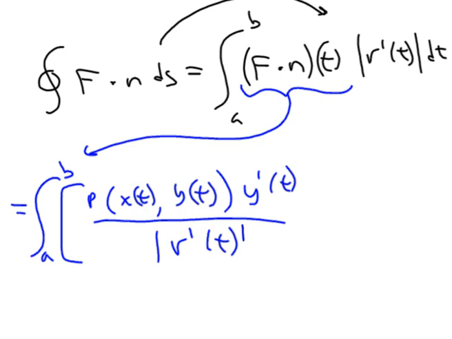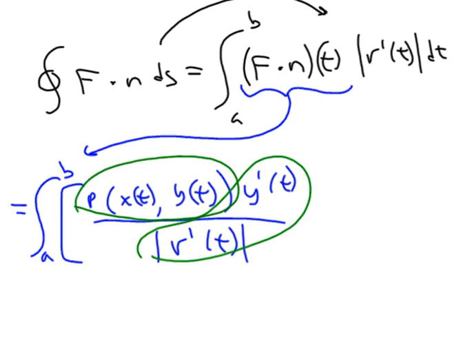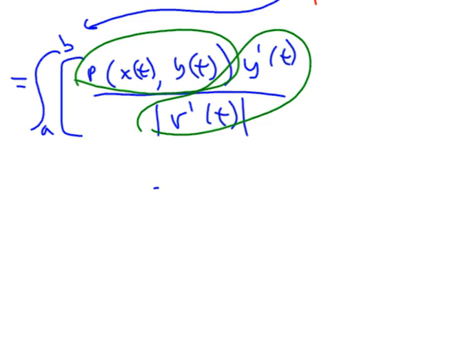Just keep in mind what this is. That's the first component of the normal vector, and it's been dotted with, or multiplied by, the first component of the vector field F. Just to be clear, the vector field F is equal to P of x, y i plus Q of x, y j. So that's what that's equal to. All right, so then we're going to do the following. It'll be minus. That minus comes from the dot product of Q with the second component of the normal vector.